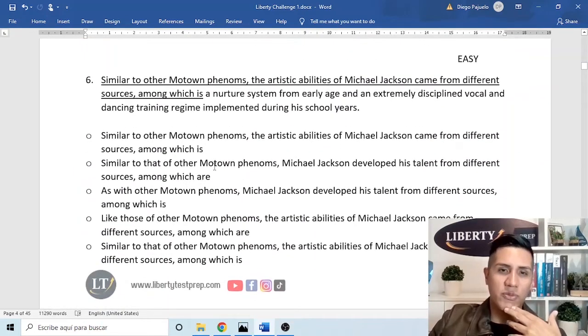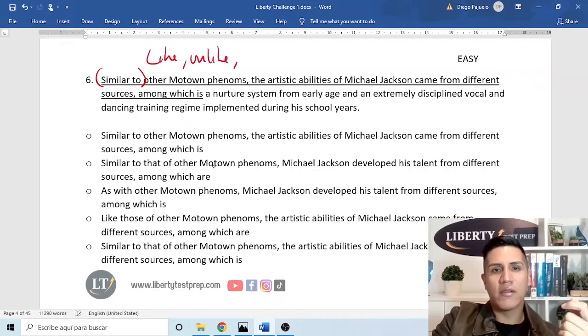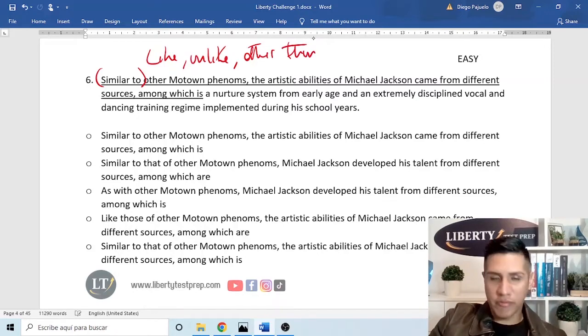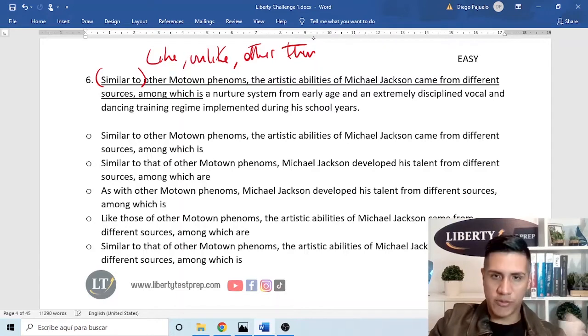Now let's go to number 6. Number 6, we have this one about Michael Jackson, right? Michael Jackson is a great artist, and here we have similar to. Similar to is basically comparative, okay? Other comparatives would be like, unlike, other than, those types of things. That's usually a very simple parallel marker, okay? You have to check which two things are getting compared.